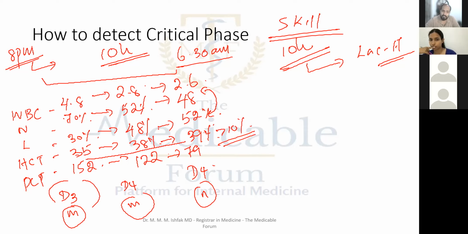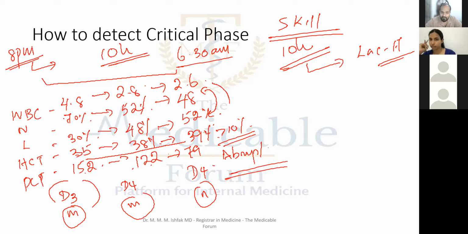What about here? Platelets continue to drop. But you see from 152 to 122. But now from 122 to 79, there is an abrupt drop. Okay, so this is how you detect leaking biochemically.